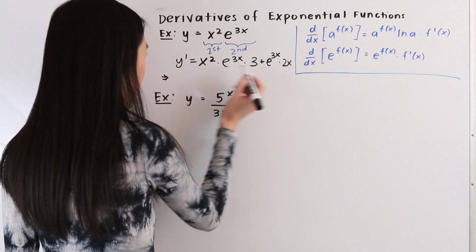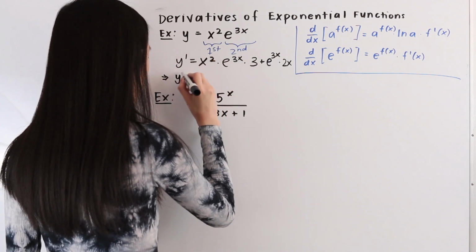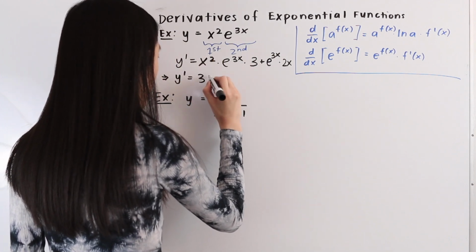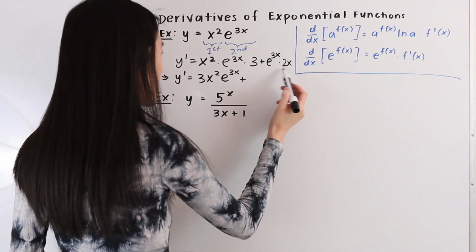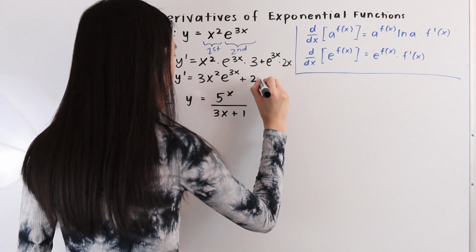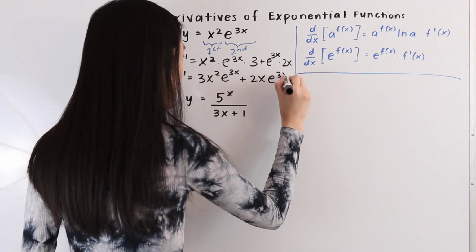And let's go ahead and simplify this a little bit. So let's go ahead and bring this 3 out in front. So we have y prime is equal to 3x squared e to the 3x. And let's go ahead and bring this 2x out in front. So we have plus 2x e to the 3x.